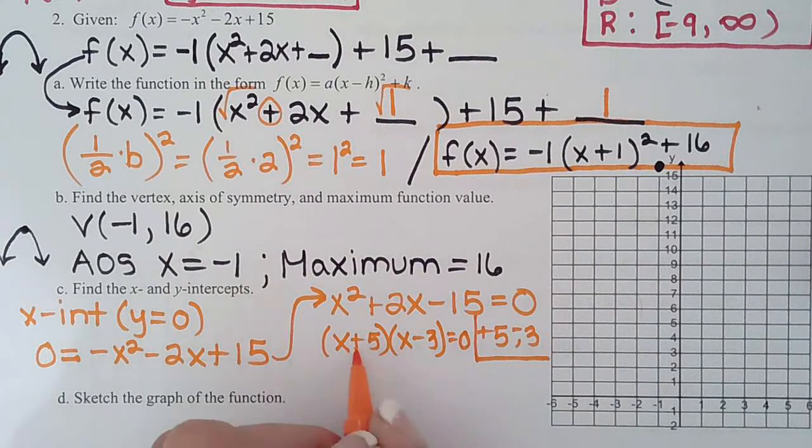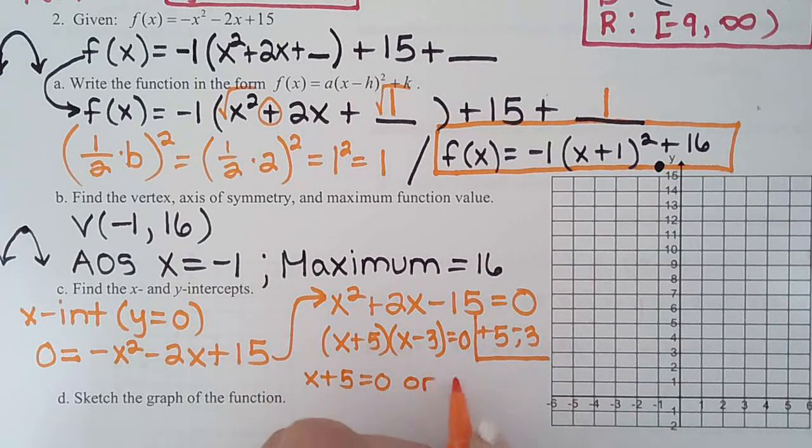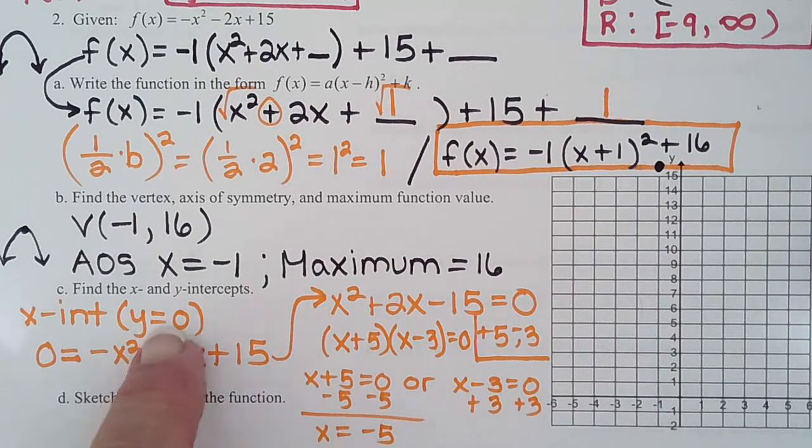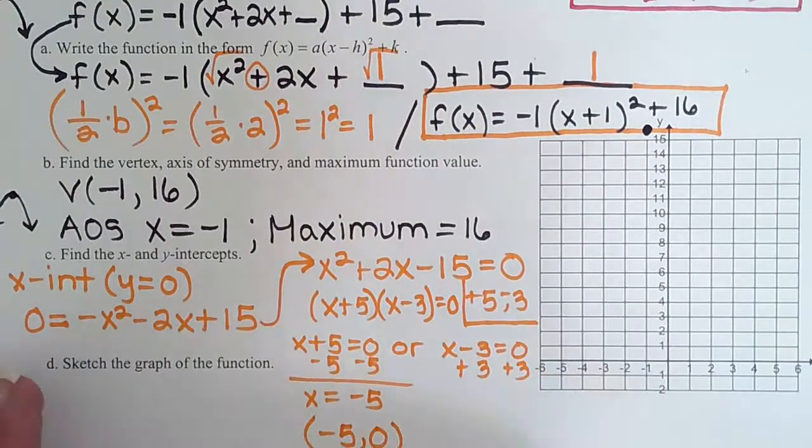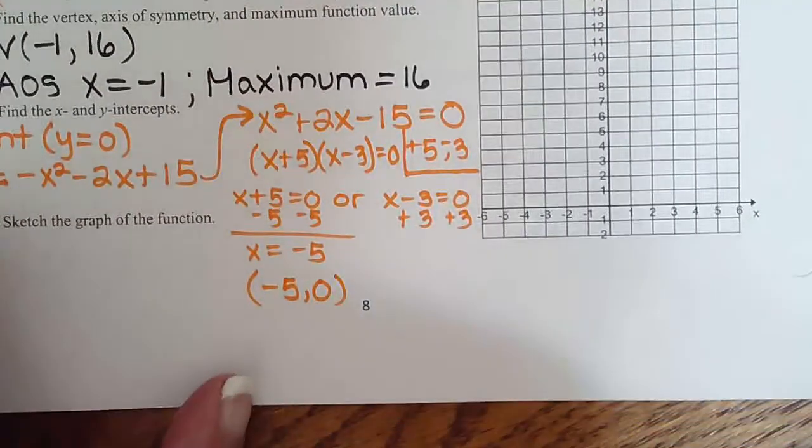So if a times b equals 0, either a is 0 or b is 0. And this is going to give me my two x-intercepts. So negative 5, positive 3. X is negative 5, y is 0. Intercepts are always written as points. Don't ever write an intercept not in point form.